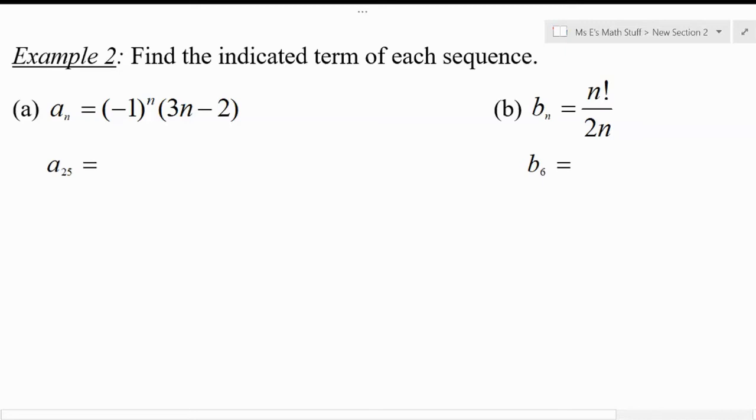All right, my friends, let's see how you did. For the 25th term, you're just going to replace n with 25. Just think of it like function notation, no big deal. Anyway, there you go. Let's see, -1 to the 25th would be -1, and then you're multiplying by 75 minus 2, or 73. So I'm hoping that your final answer was that a sub 25 is equal to -73.